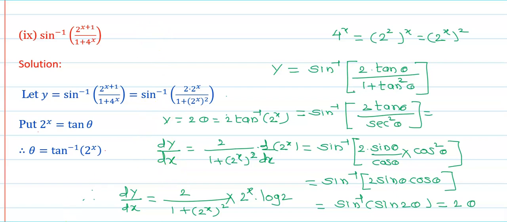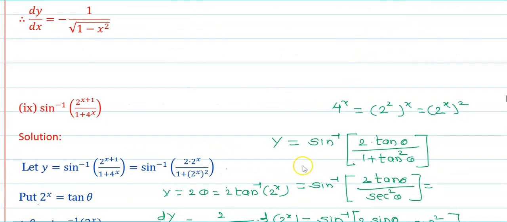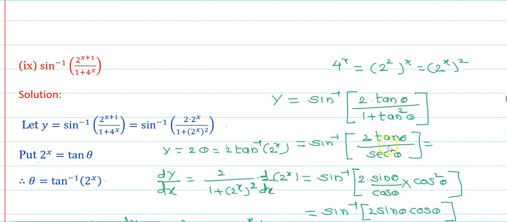I will write here the answer. Therefore, dy upon dx equals 2^x times 2, which means 2^(x+1), into log of 2, upon (1 plus 2^x) whole squared. Okay, now this is the answer. You can see this again.